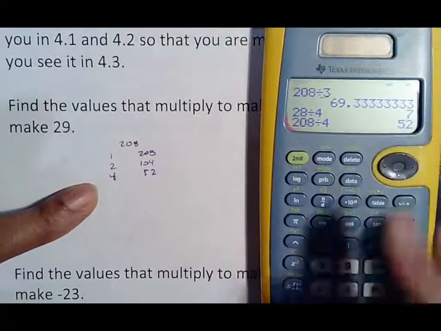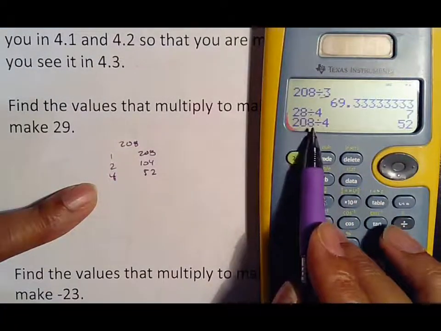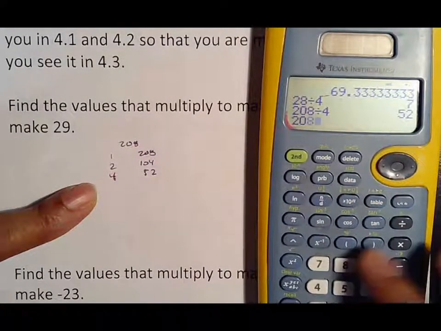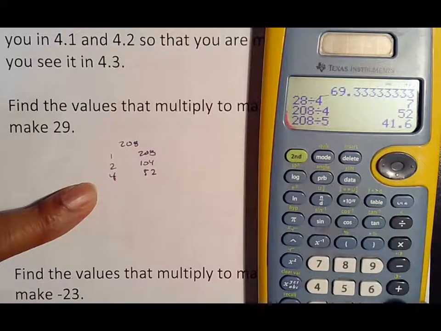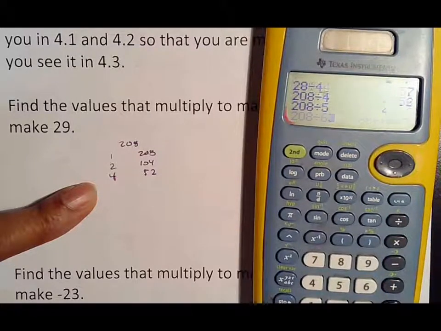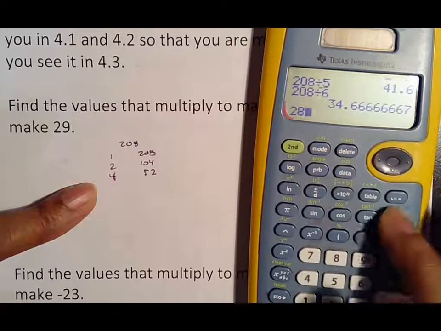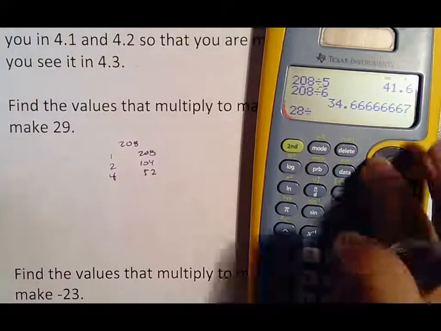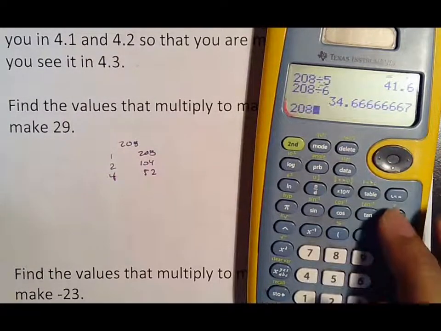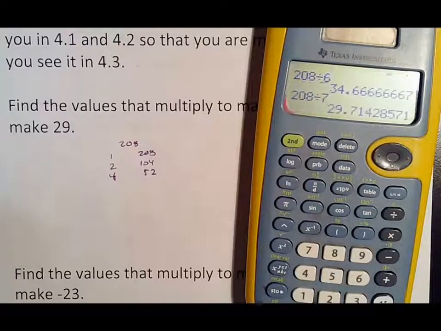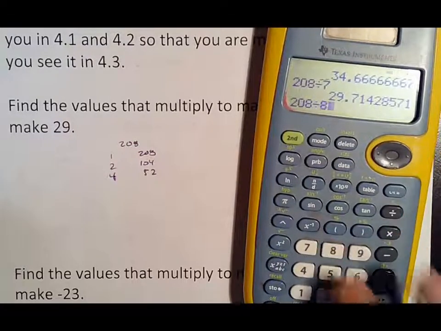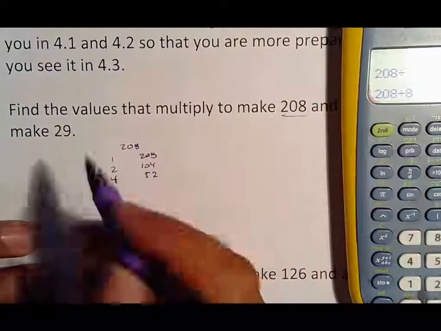And this is the hard part, because you actually have to just keep going through and typing in numbers and use common sense. 5 doesn't go into 208 because multiples of 5 end in 0 or 5, so I shouldn't even check 5. But again, you're just going through and checking it. Divided by 7. Nope. Divided by 8. Yes.